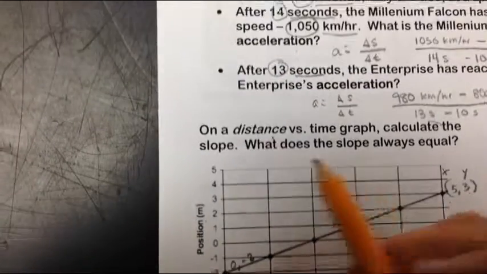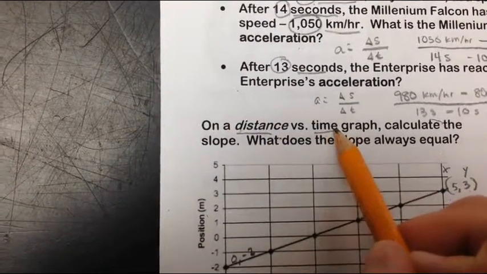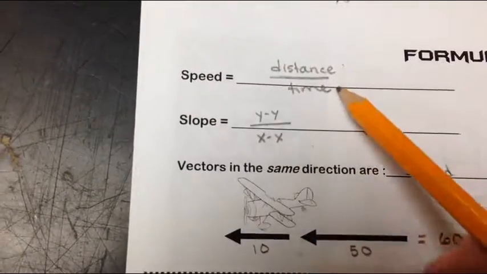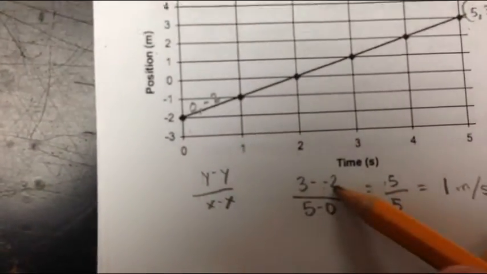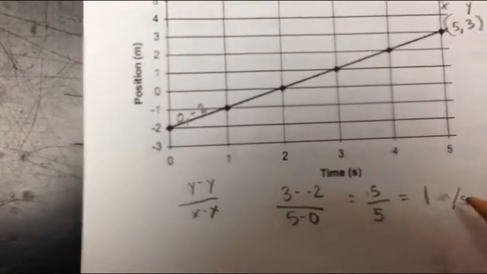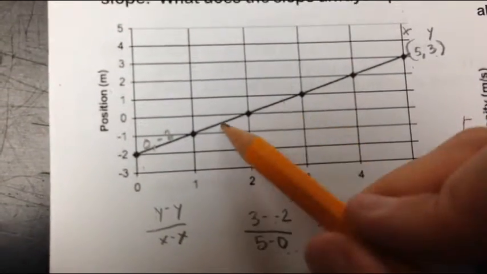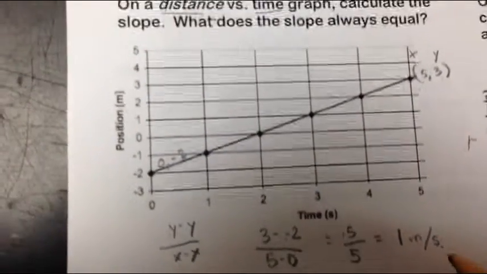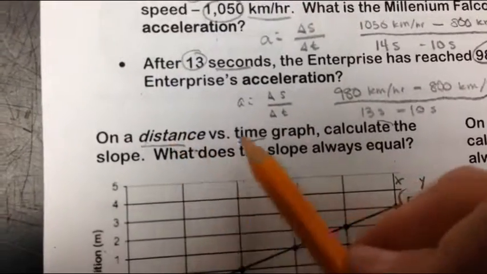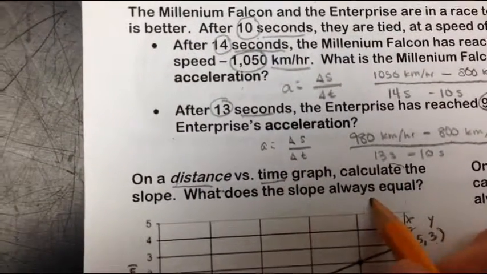Another huge clue here is we're looking at distance over time. Look back up at your formulas. Distance over time is speed. What did we do over here? We figured out change in distance over time. This number, the slope, is the exact same thing as speed. So the slope on a distance versus time graph is always equal to the speed.